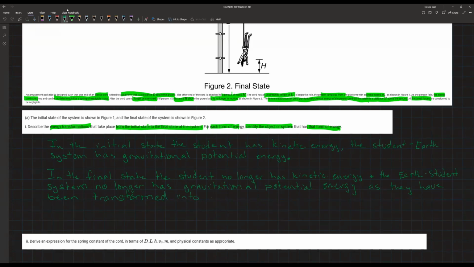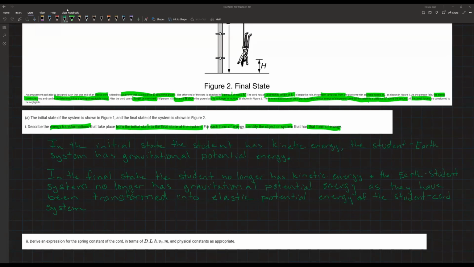into elastic potential energy, we'll say, of the student-cord system. I think, let's see what the College Board says. I think they just say the cord, but again, for potential energies, you should be considering two objects.